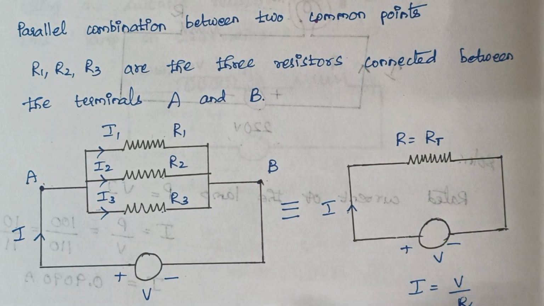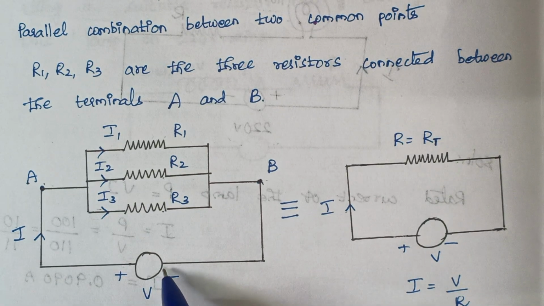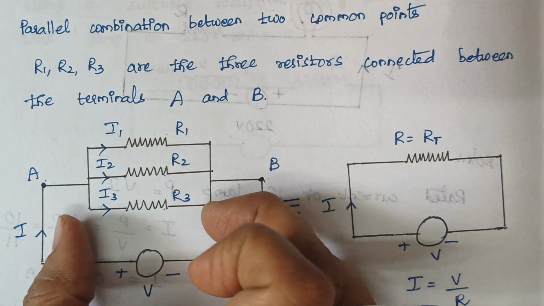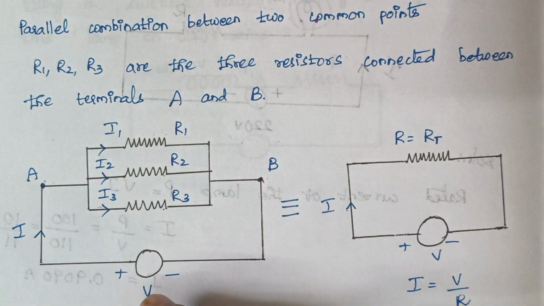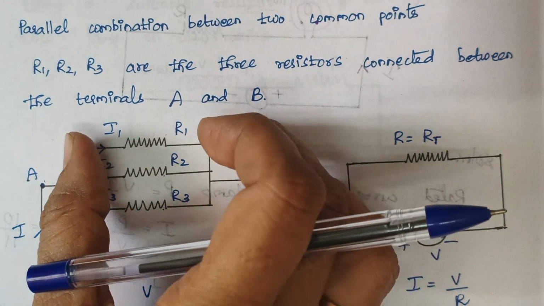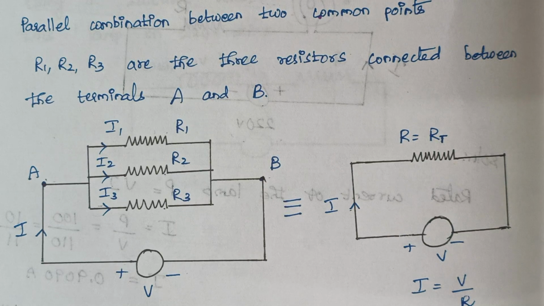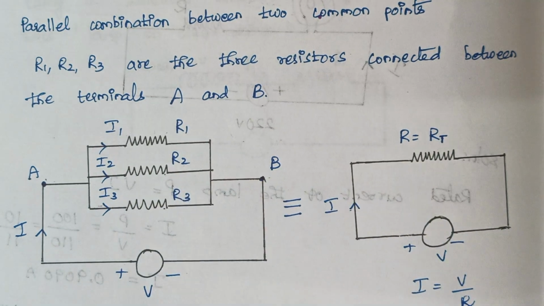Now when you look at this diagram, the voltage is the same across all the three resistors, right? That is, the voltage across R3 is V. Similarly, the voltage across R2 is also V, and the voltage across R1 is also V. So now we are going to calculate the values of currents I1, I2 and I3 by using Ohm's law.